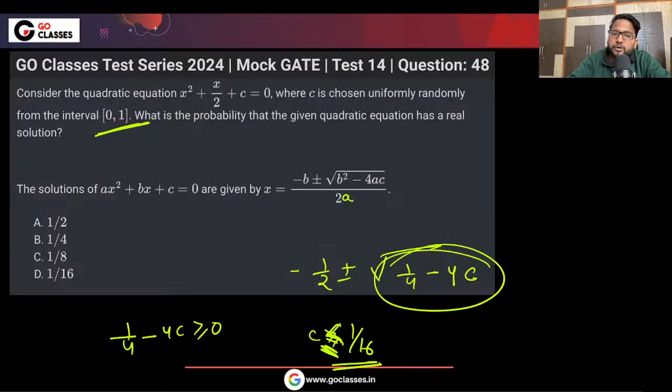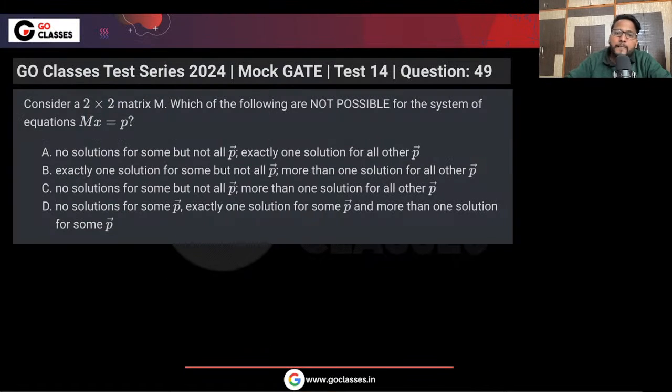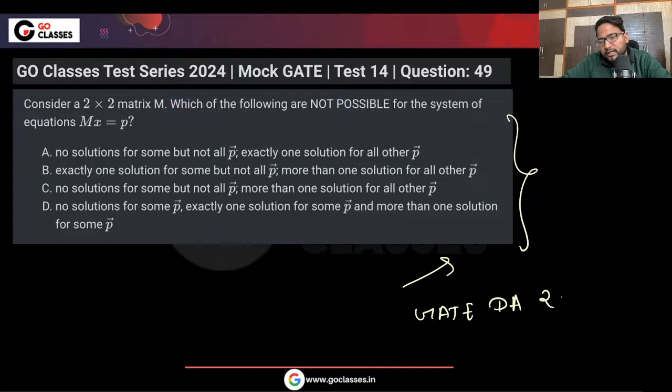It was also a good question. Easy one, but good. It combines one or two concepts, but it was really a nice question. I really like this question, although it was easy. Were you able to solve this question? This was similar to the question which has been asked in GATE DA 2024. How many of you were able to solve this question?